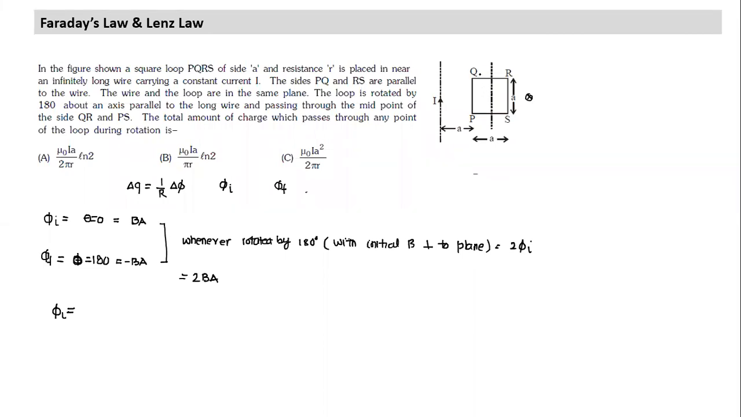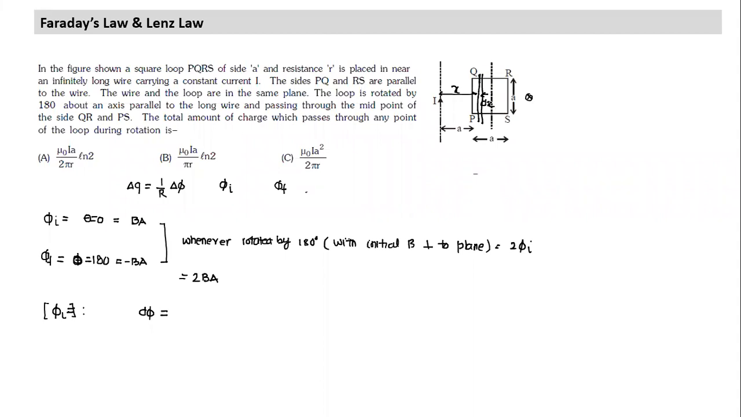So we take an elemental strip, because we have to take a strip over which the field is constant. The field is varying with distance from here. So I take an elemental strip at a distance x of width dx. To calculate the initial phi, we take elementary strips, so I'll calculate d phi.